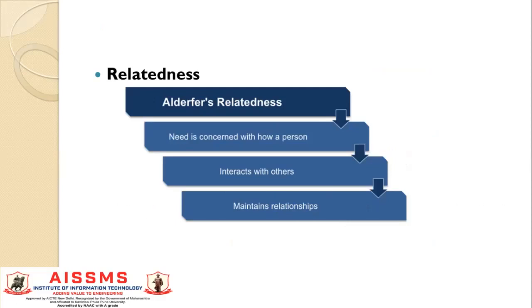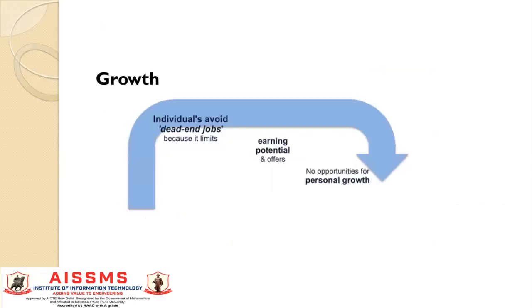Second comes relatedness. Relatedness says that the need is concerned with how a person interacts with others and maintains relationships, whether in the social circle or in the business circle. Finally comes growth. Generally, people avoid dead-end jobs because they limit earning potential and offer no opportunities for personal growth.